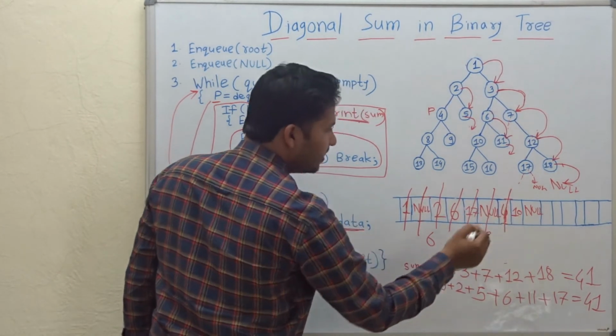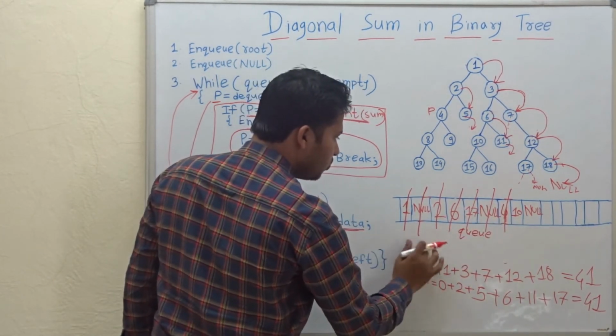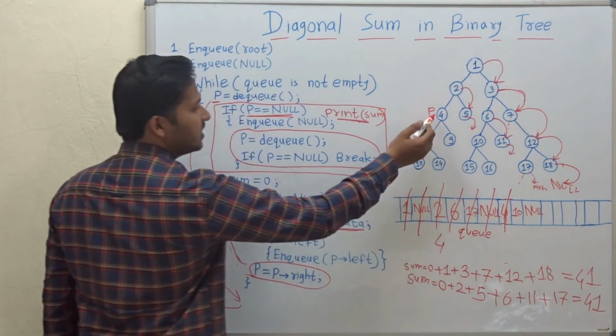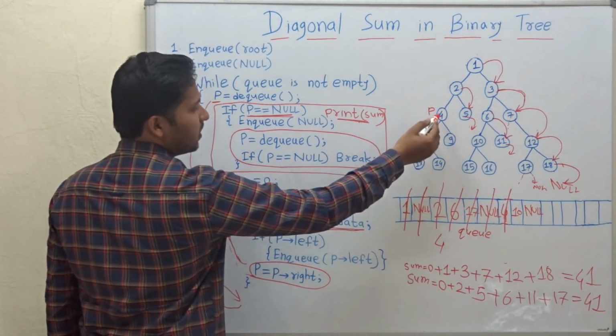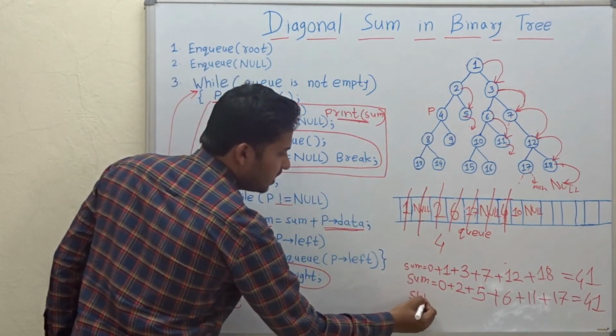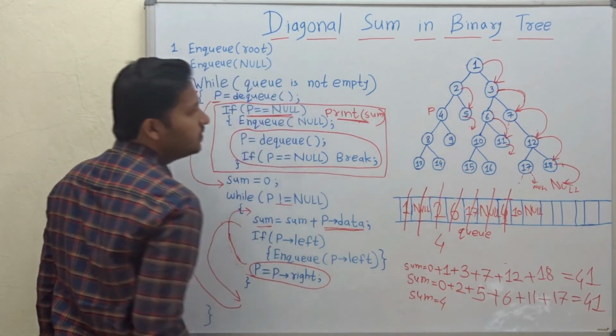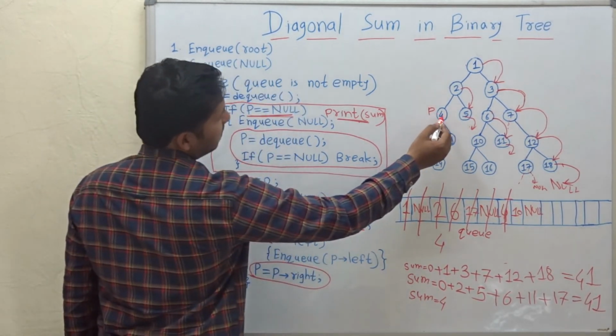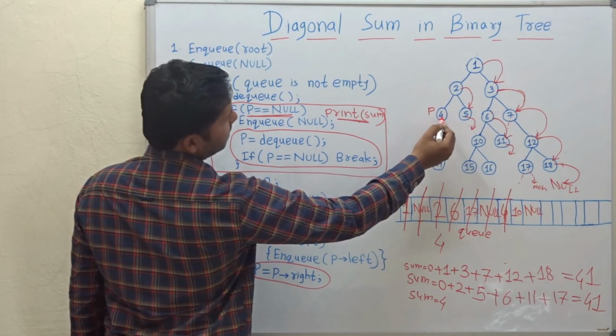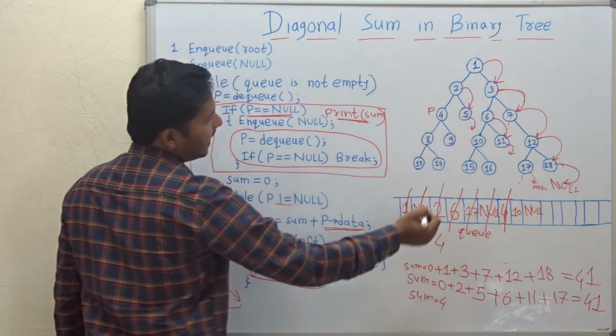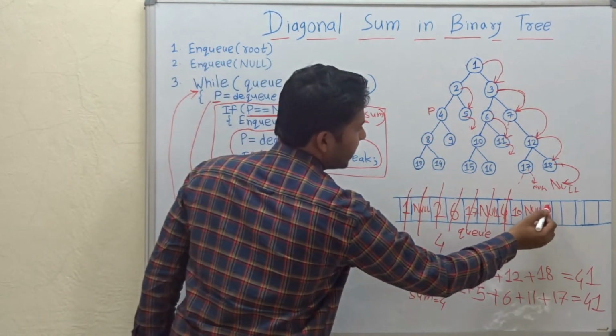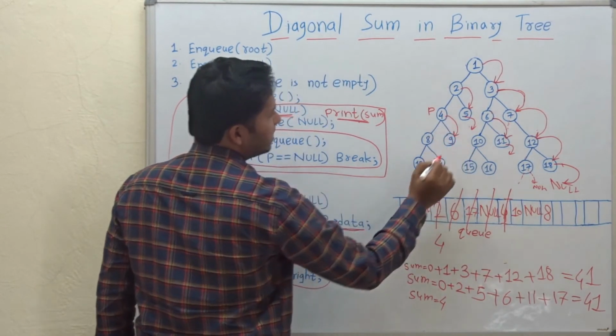So again when I DQ, I get 4. So the DQ'd node is 4 now. So here is 4 and P is pointing to 4. So sum will be initialized with 4 now. And we will check with the left child. Yes, it has. So we will NQ that left child and we will jump to the right.